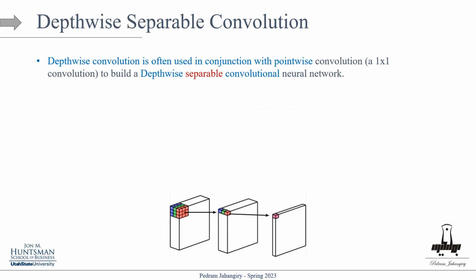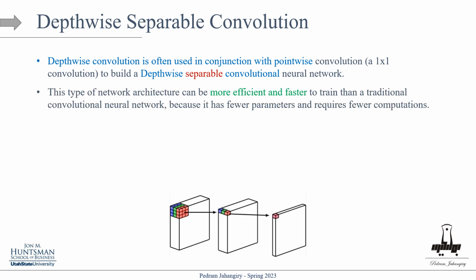The next one is called depthwise separable convolution. The idea is that we use depthwise convolution usually in conjunction with a pointwise convolution, right? And we are going to put this together, and we are building something called depthwise separable convolutional neural networks. This kind of network architecture is usually more efficient and faster to train compared to a traditional convolutional neural network because it has fewer parameters and, of course, fewer computations.